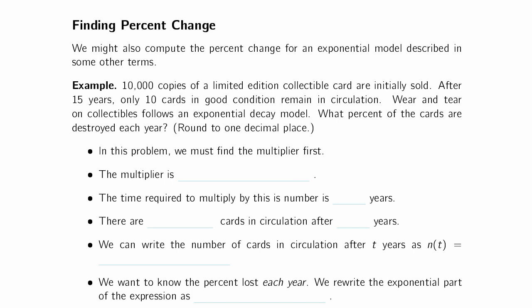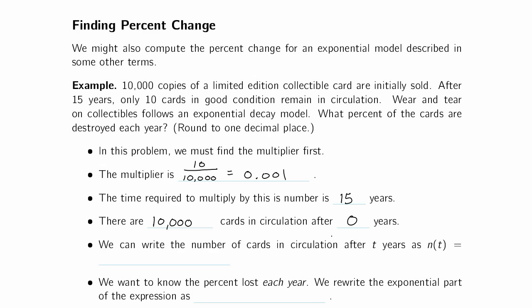Okay, so in this problem, we have a lot of steps. Our first step is to figure out the multiplier, because we weren't told the multiplier here. But to go from 10,000 to 10, we're going to multiply by 10 divided by 10,000, which is 0.001, 1,000th. We multiply by that number after 15 years. We initially have 10,000 cards after 0 years, so that's the initial amount.